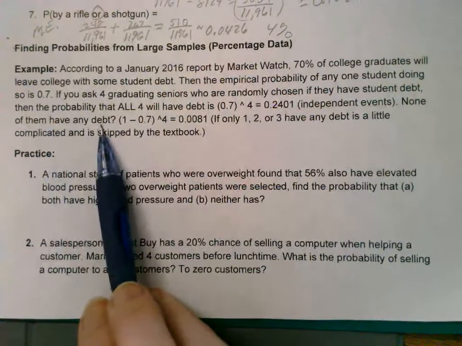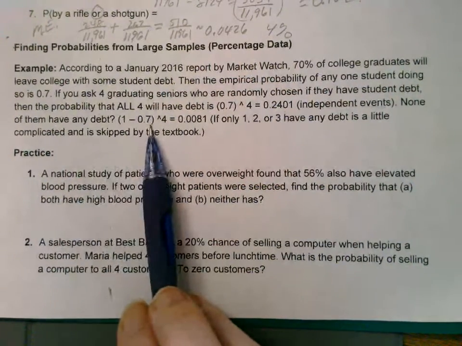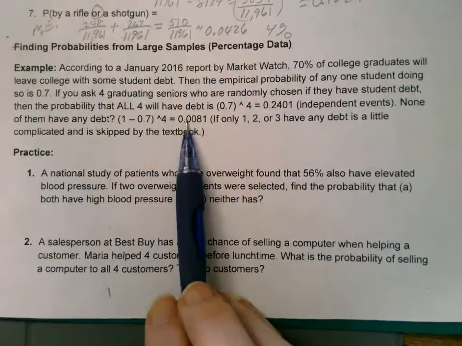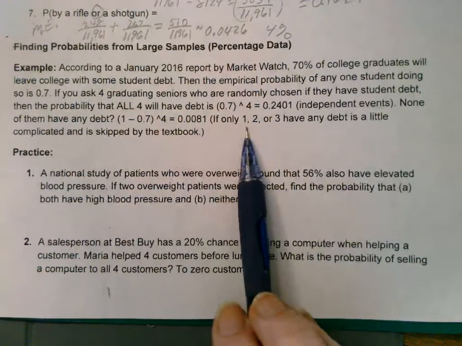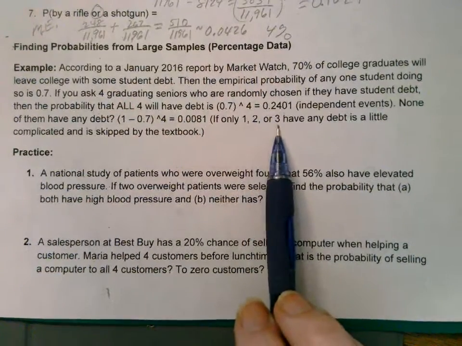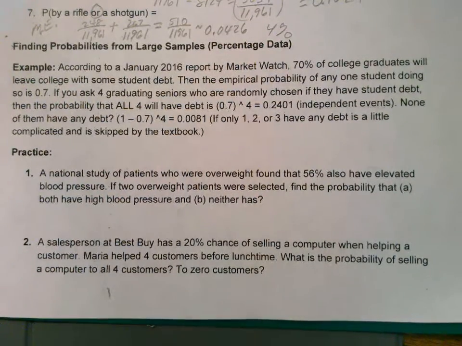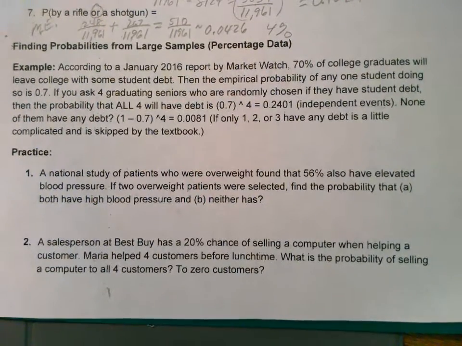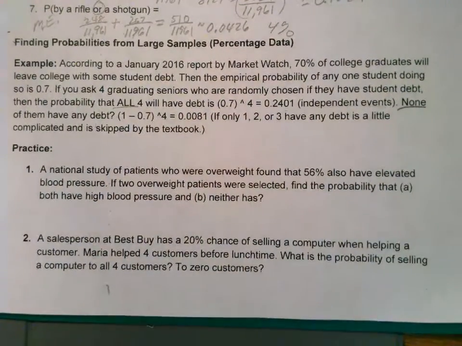The probability that none of them have debt, so that is 1 minus that, or 0.3 raised to the 4th power, you get this. Okay, that is all we will be covering. We could figure out how many, 1, 2, or 3, would have any debt, but it's a little complicated, and it is skipped in the textbook, so I skipped it in the homework. Okay, so all you need to know is all 4 and none.